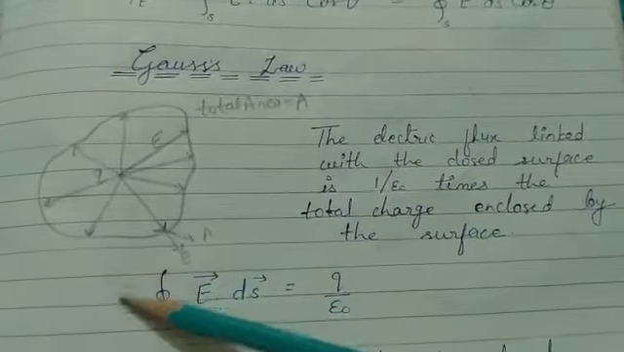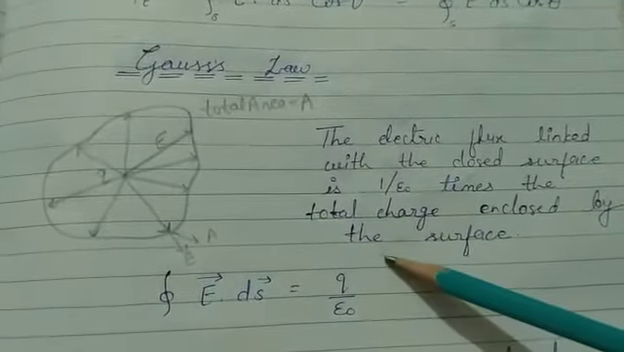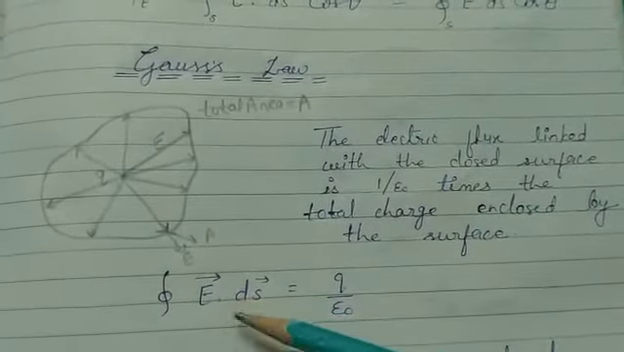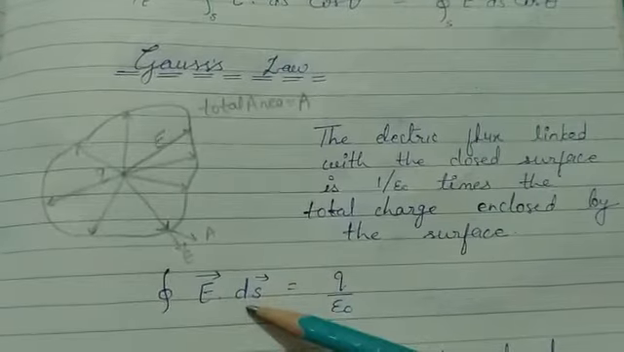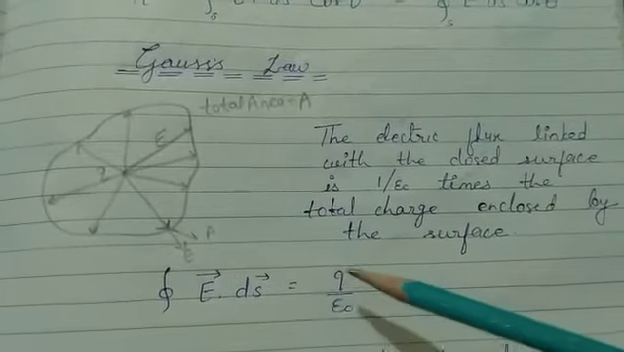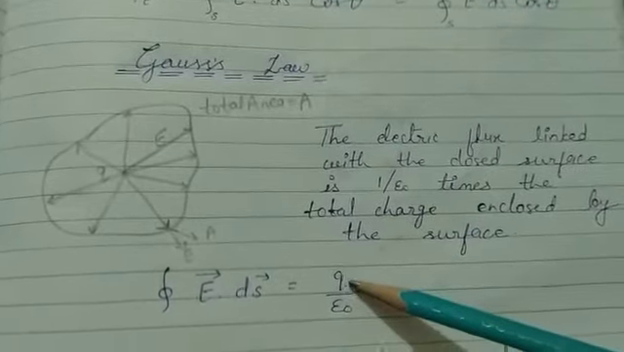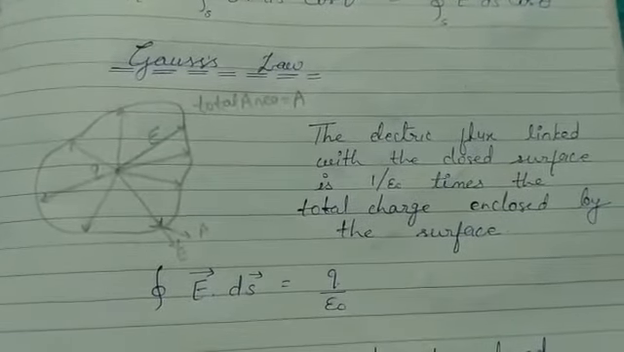So this is the law given by Gauss: that the net electric flux through a closed surface equals q upon epsilon naught, where q is the total charge enclosed by the surface.